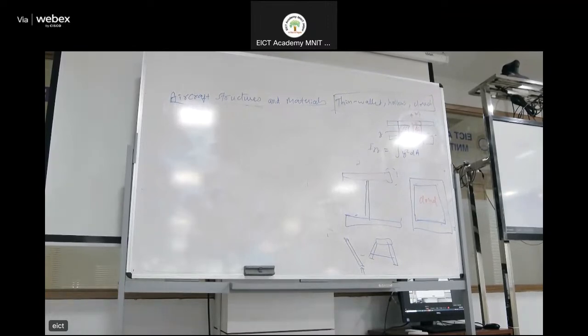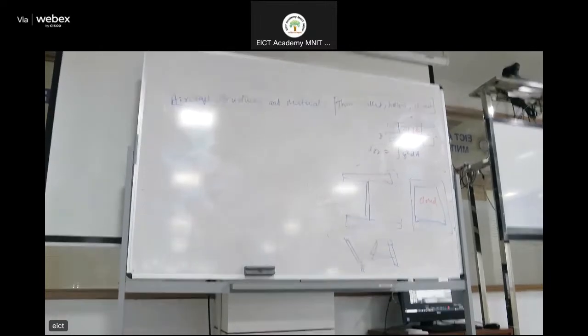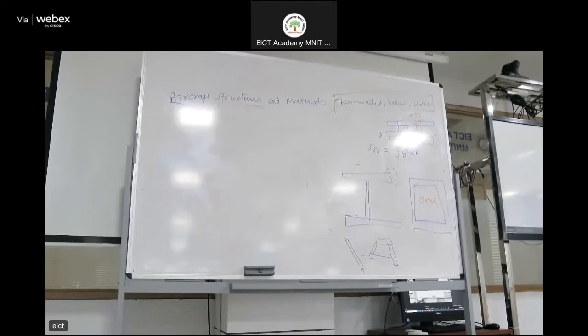So if you remove the power source, I mean your engine and your battery, and then you remove your electronics, etc., the remaining part of it is 50 to 60%. Let's keep it as 50%. Half of the weight in a fixed wing aircraft is your airframe.